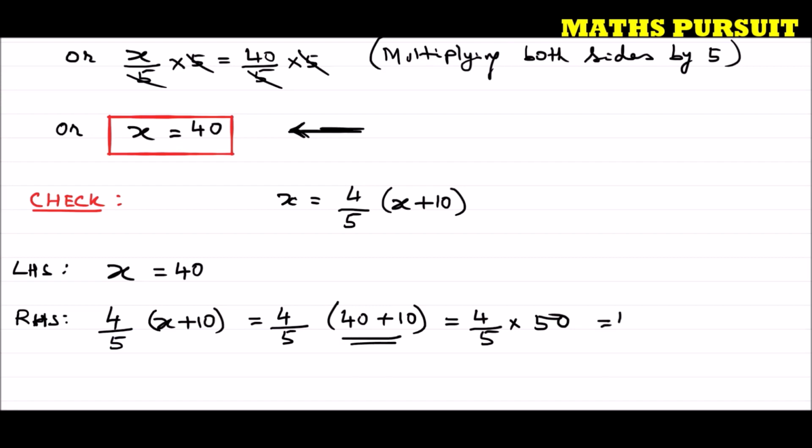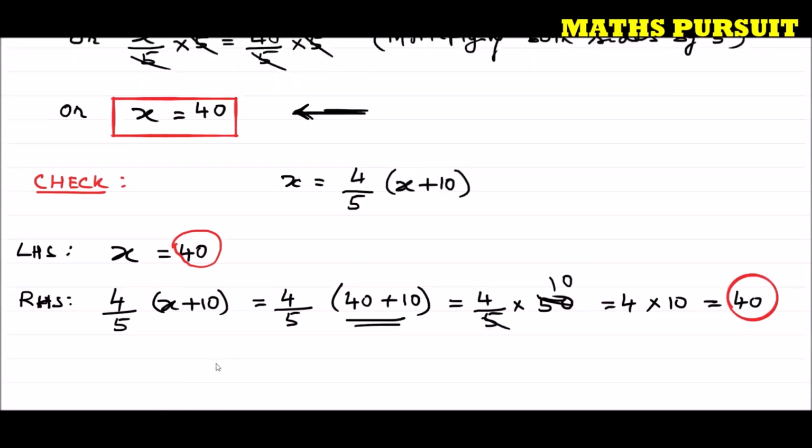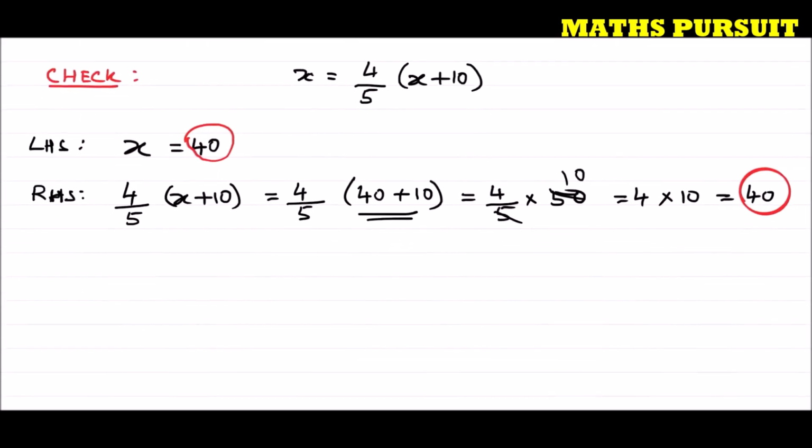Or that is equal to, I can write, 4 into 10. How 10? 5 10s are 50. So we got 4 into 10, that is equal to 40. Now what we got? You could see that on the left side of the equation we got 40. On the right side of the equation also we got 40. That means both the sides are equal. So we can write our concluding answer saying that thus left hand side is equal to right hand side. Hence this is verified.